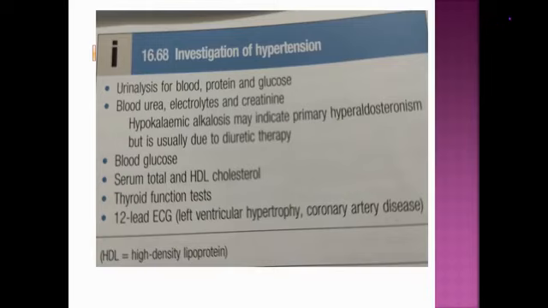Again, urine routine exam for blood, protein, and glucose. Blood and protein mainly for underlying renal disease, and glucose for diabetes mellitus. Blood urea, electrolytes, creatinine for renal function test, blood glucose, serum total and HDL cholesterol or fasting lipid profile, thyroid function test, and 12 lead ECG.